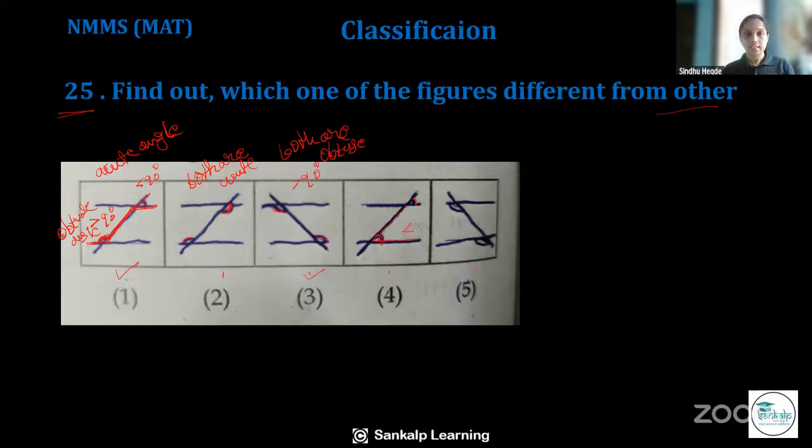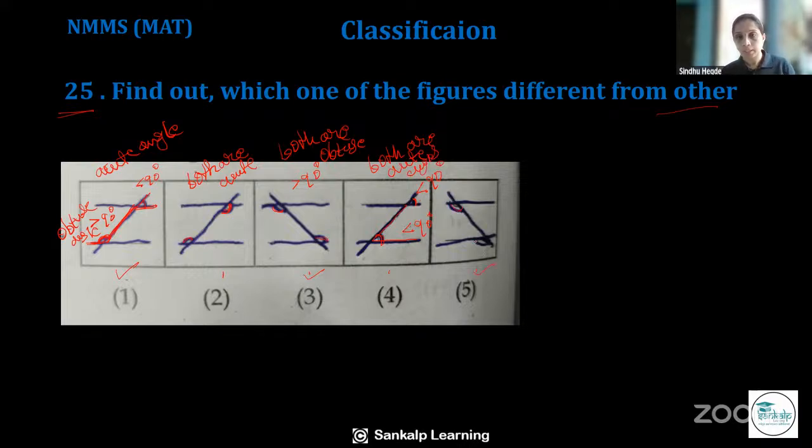So it is less than 90 degrees and this one is also less than 90. So here both the angles are considered acute angles. Both are acute angles.